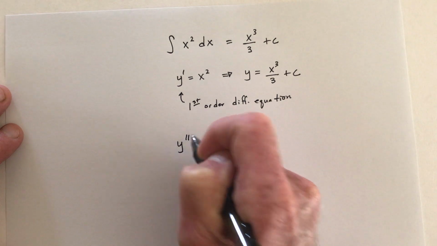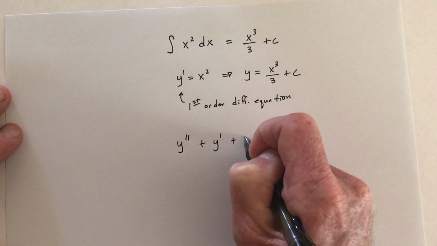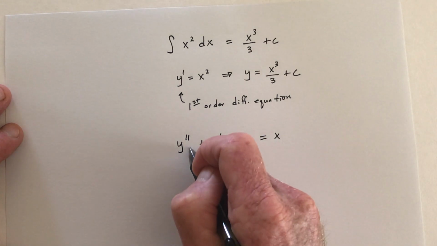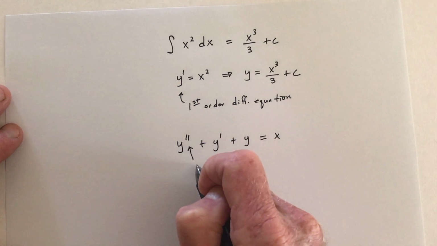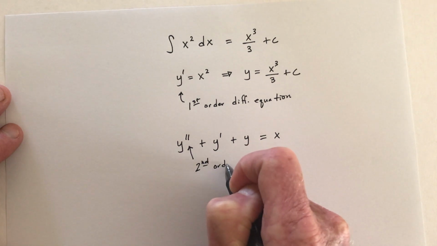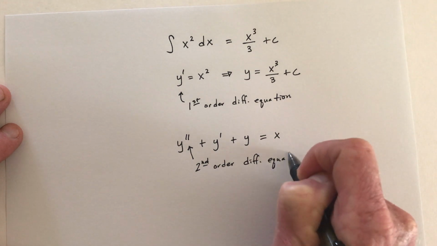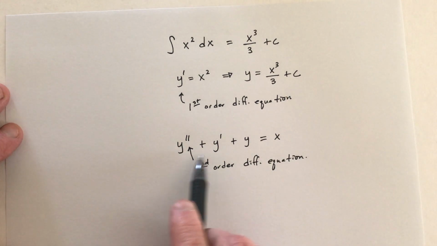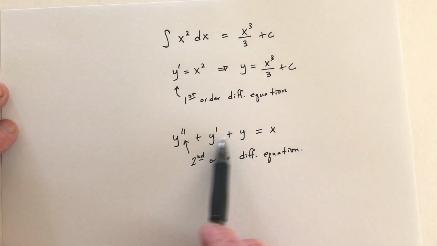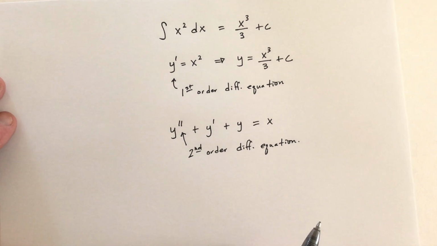If it had y second derivative plus the first derivative plus the function equals x, then because the highest derivative is 2, the second derivative, this is a second order differential equation. This has lots of applications in physics and engineering. At this point, we can't do any of these more difficult ones, but they do ask a question about that in the homework, so I thought I'd bring that up real quick.